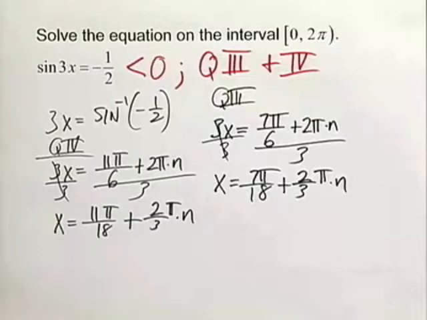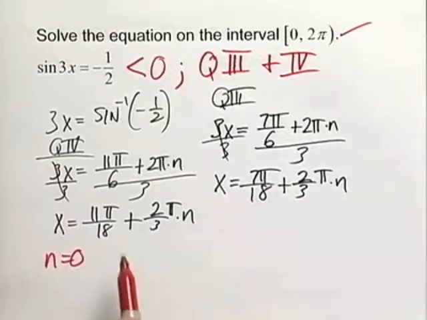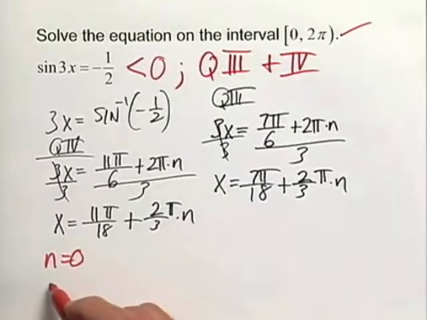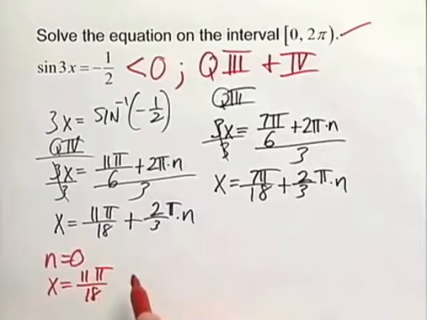Now we have to address the fact that the problem wants us to find those solutions from 0 to 2 pi radians, and we'll do that by plugging in values for n. And we'll start with n equals 0 for this particular problem. So in doing that, 0 times anything makes that disappear. For n equals 0, we have x is equal to 11 pi/18.